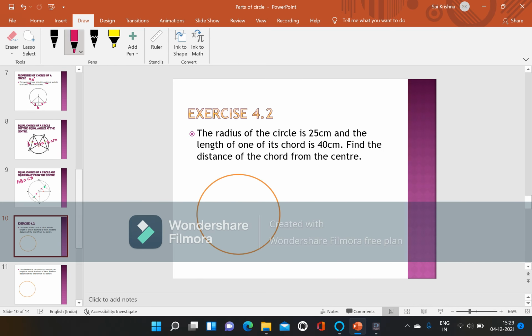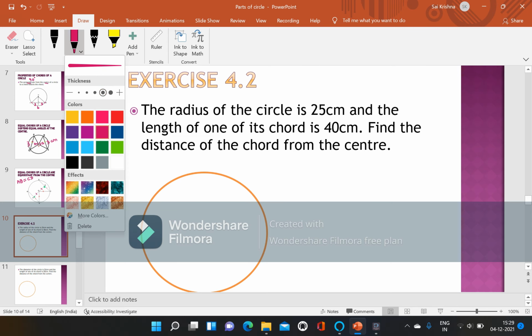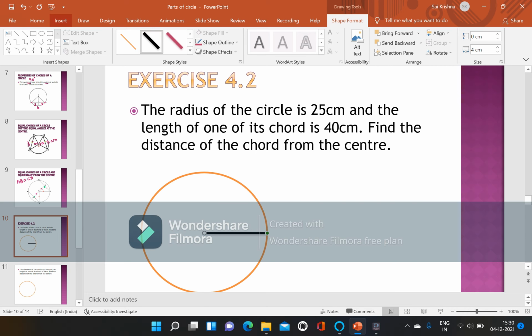So now we are going to do sums based on these properties. The radius of a circle is 25 centimeter and the length of one of its chords is 40 centimeter. I'll just zoom it out so that it will be easy. So the radius of the circle. Now let me draw the radius. And then a chord. Let me draw a chord.